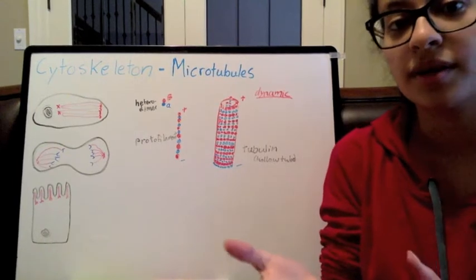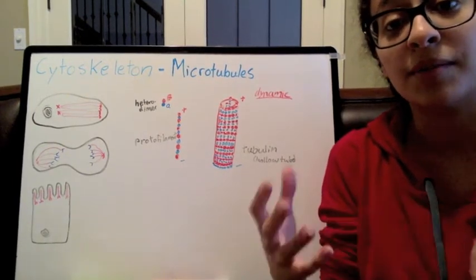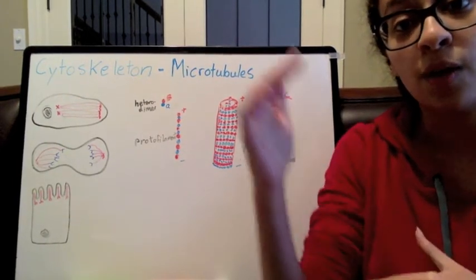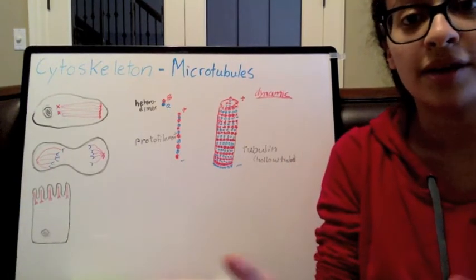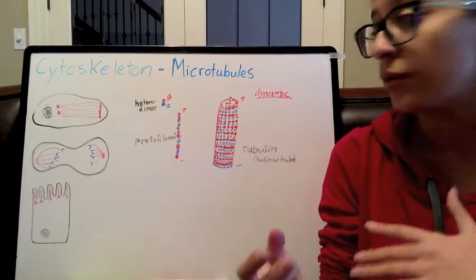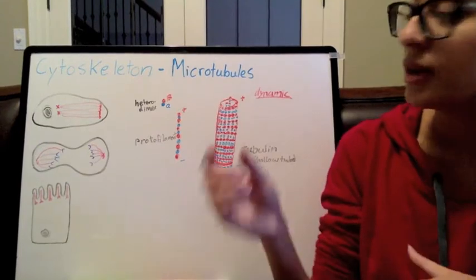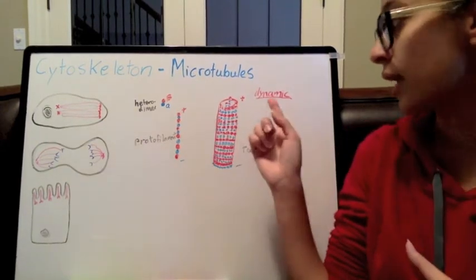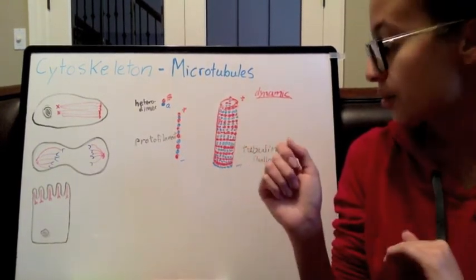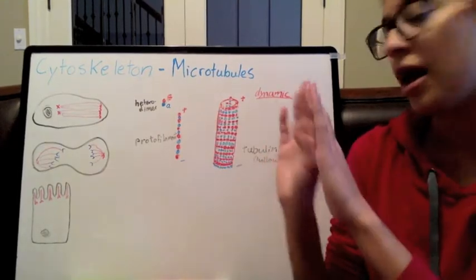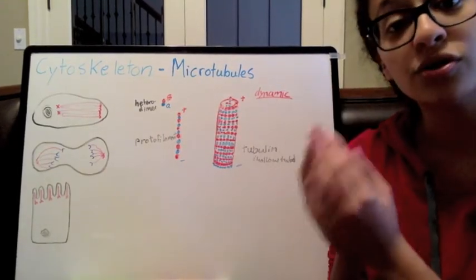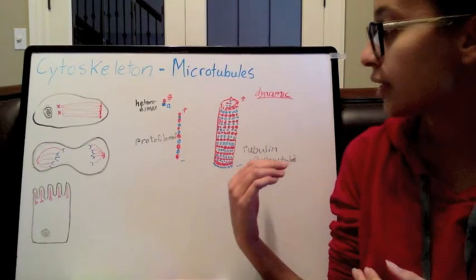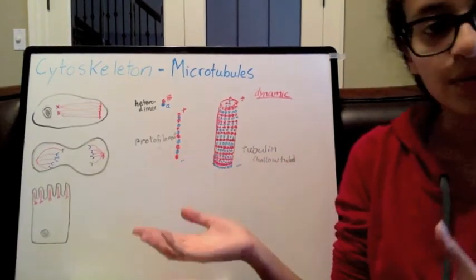Another important thing about microtubules is that they're dynamic. So they can grow and shrink depending on what you need them to do. So when you're adding or taking away these dimers, you're going to be doing that on the plus end. All these protofilaments join together and they form this hollow tube that we call tubulin. Now let's look at where this is used in the cell.